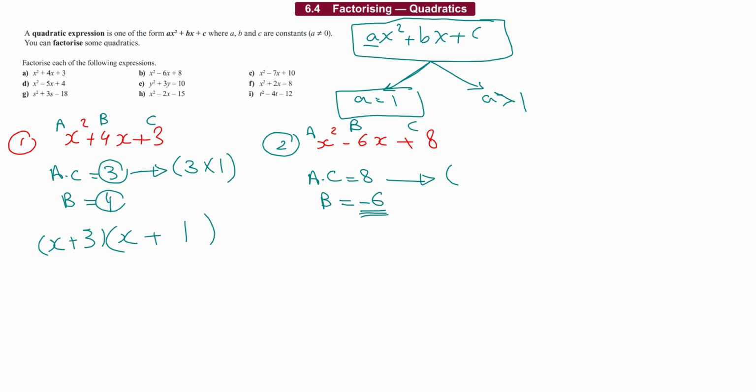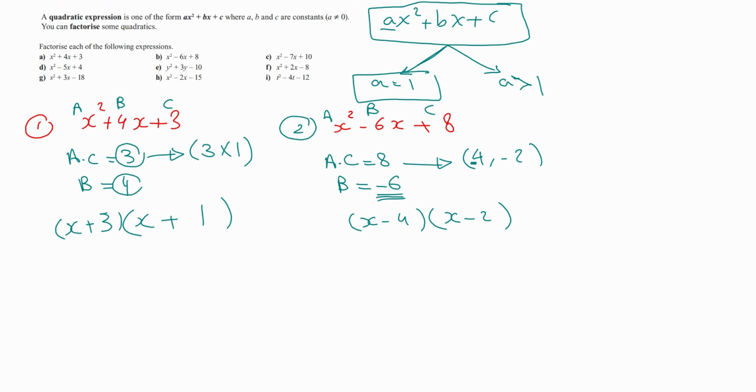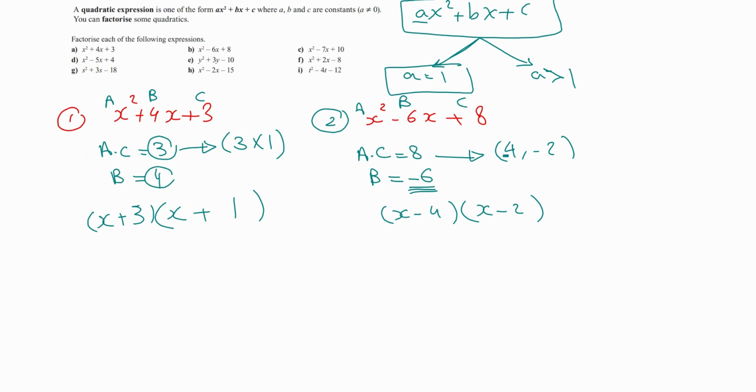The two numbers whose product is 8: negative 4 and negative 2. Why negative? Because negative 4 times negative 2, we will get 8. But when we add them, we will get negative 6. So negative 4 and negative 2. So the answer will be x minus 4, x minus 2. This is our answer. I think it's very easy now to factorize the quadratic expression.